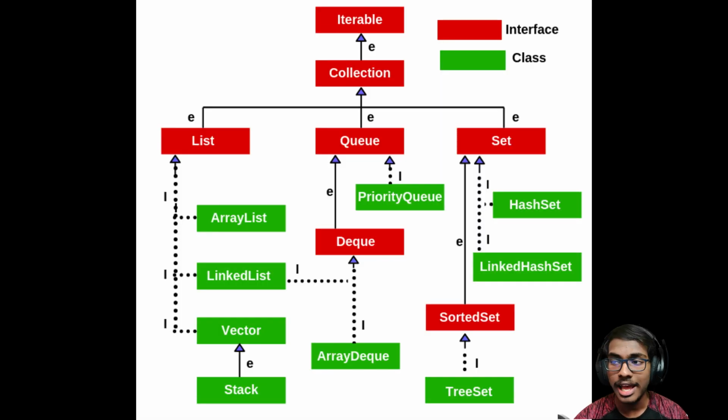So now here is the hierarchy of the Java collections framework. Let's break it down. Now the root interface is the Iterable interface, which is extended by the Collection interface. This in turn is extended by the List, the Queue, and the Set interface as well.